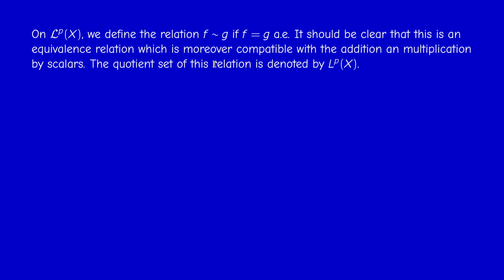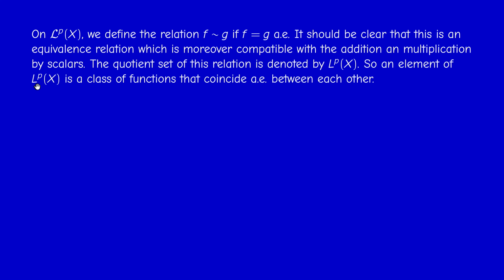And therefore, we can talk about the quotient set of this relation. It's the set of all equivalence classes. So we put in the same class all the functions that coincide with each other almost everywhere. The quotient set for this relation is denoted by capital LP of x. So here we have a slight distinction between calligraphic LP and capital LP. An element of capital LP is by definition a class of functions that coincide almost everywhere with each other.